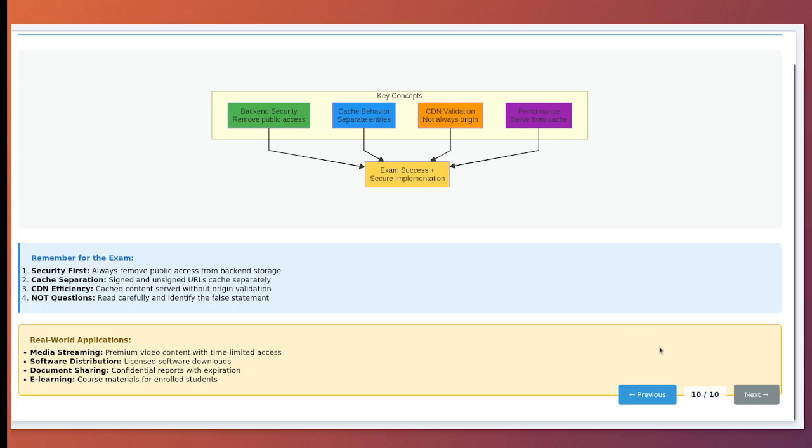Remember these key points. Always secure your backend storage. Understand that signed and unsigned requests are cached separately, and know that the CDN validates signatures without always needing to contact the origin. For the exam, focus on understanding how Cloud CDN handles signed URLs differently from regular URLs, especially regarding caching behavior.